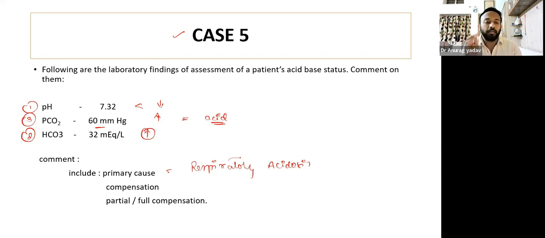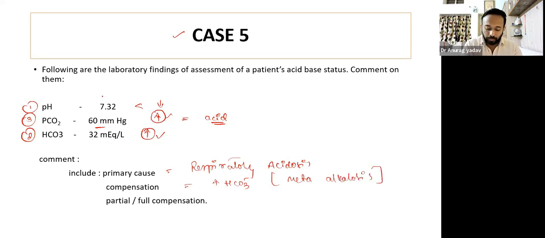Now we want to see compensation. When the denominator is increased, the numerator also should increase. Bicarbonate is increasing. So there is compensation. How is it compensating? By increasing bicarbonate levels, nothing but metabolic alkalosis. It is causing metabolic alkalosis as compensation.